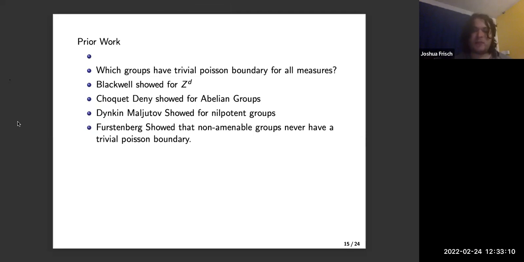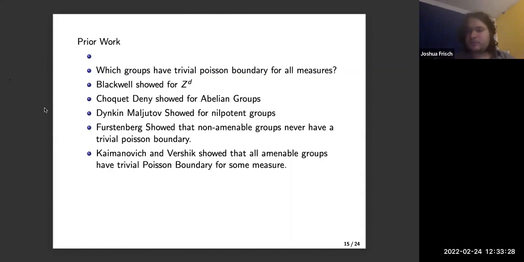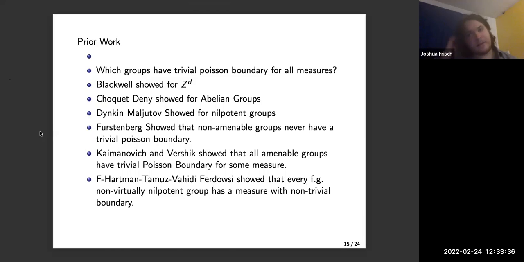And Furstenberg showed that non-amenable groups never have trivial Poisson boundary, regardless of what measure you choose, under the very mild non-degeneracy condition that the support of your measure generates the group. And Kaimanovich and Vershik showed that all amenable groups have trivial Poisson boundary for some measure. And then I, in joint work with Yair Hartman, Omer Tamuz, and Pooya Vahidi Ferdowsi, showed that if you're not a virtually nilpotent group, so if you don't satisfy this Dynkin-Maljutov criterion, then you have a measure with non-trivial Poisson boundary.